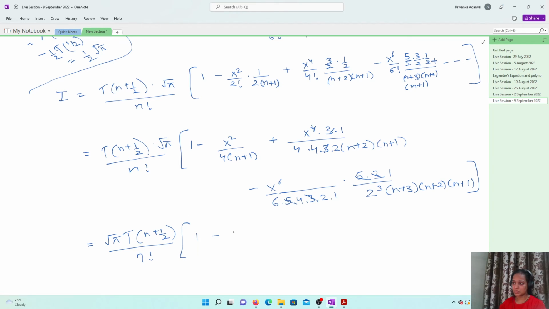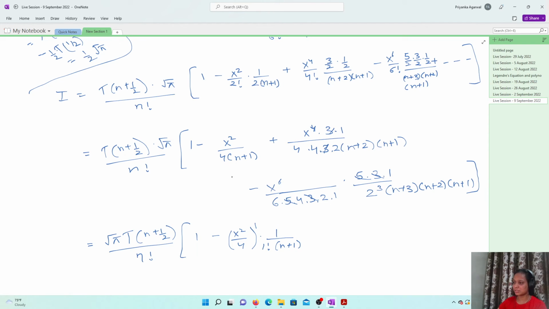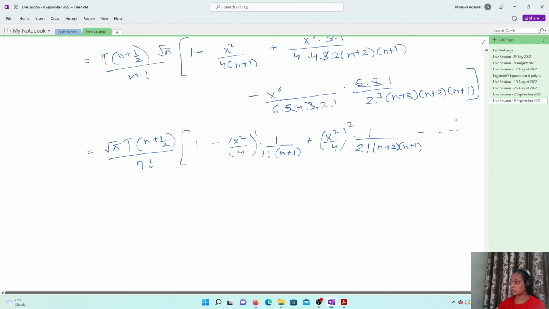So now this becomes x square over 4 to the power 1 into 1 by 1 factorial into n plus 1. We can write it like this, it's the same thing. Then for this we can write it as x square over 4 square, so this term gets taken care of, into 1 over 2 factorial n plus 2 into n plus 1. And similarly we can do it for the third term also.